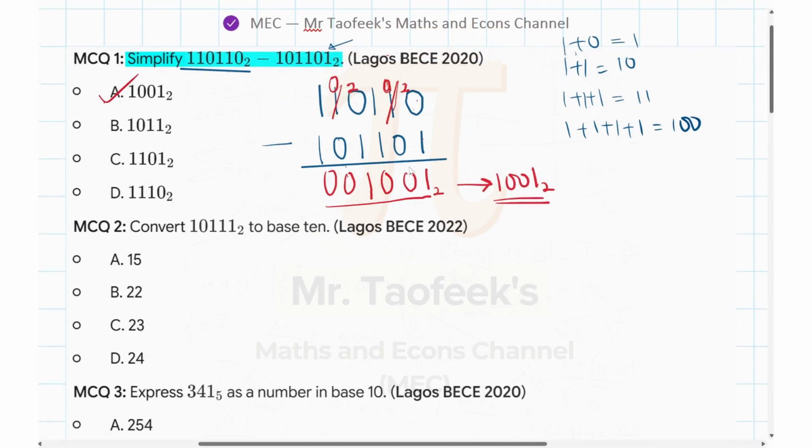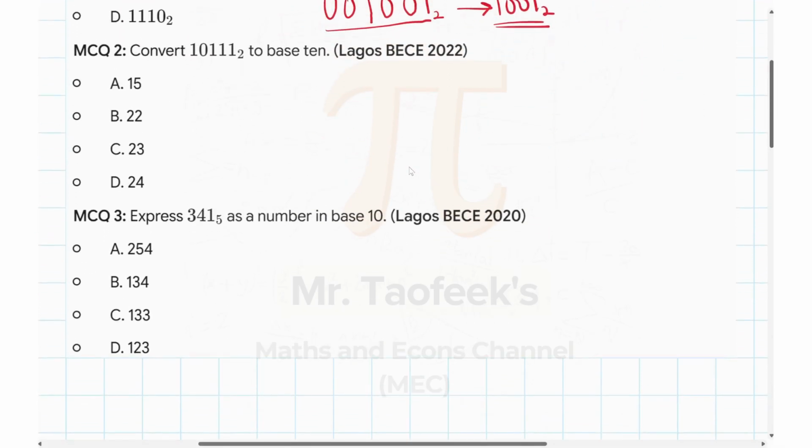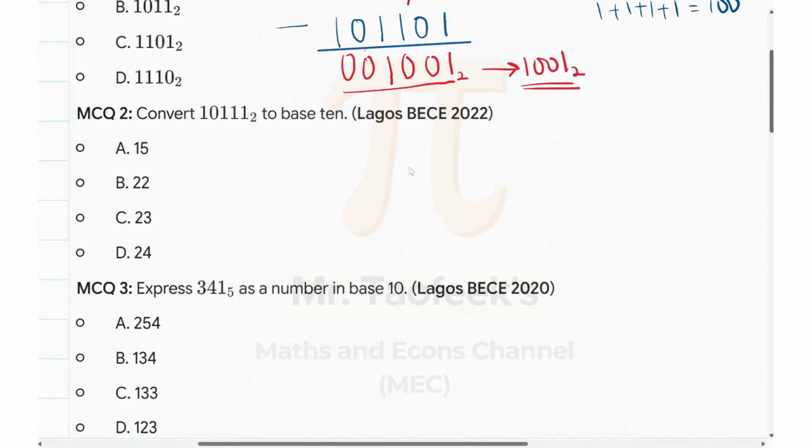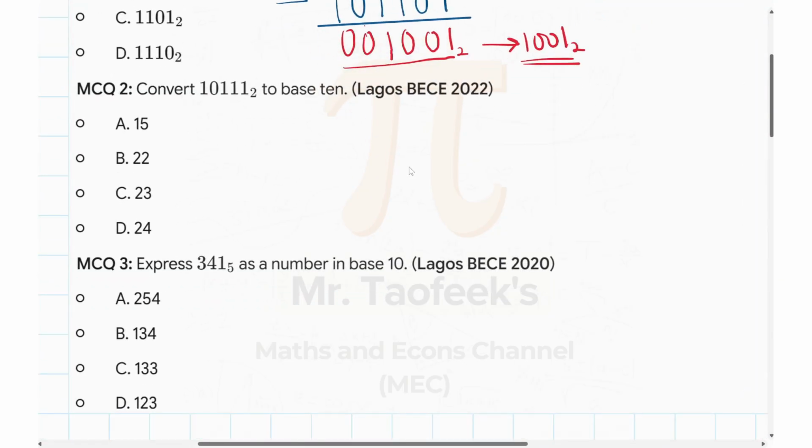That said, let's go on to the next question, which is multiple choice question number 2. If you haven't seen the previous videos, make sure you go and check them out, okay? Very important topics that we've covered for your BECE exam. Now, the next one says convert 1011 base 2 to base 10.